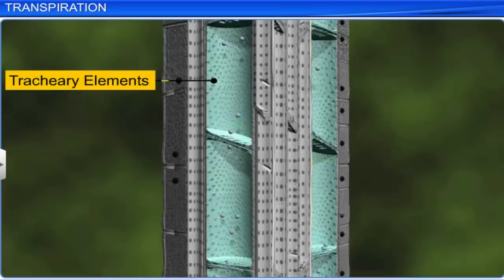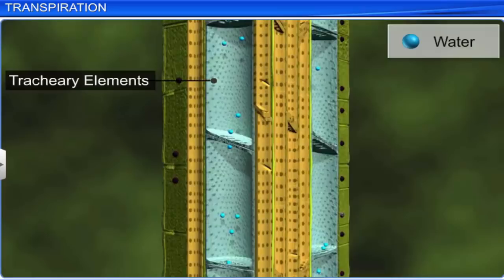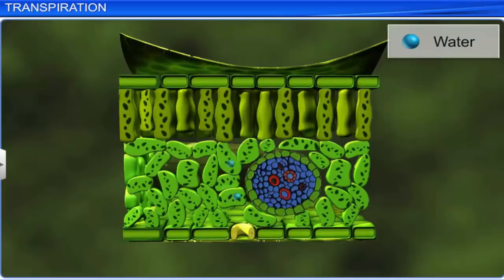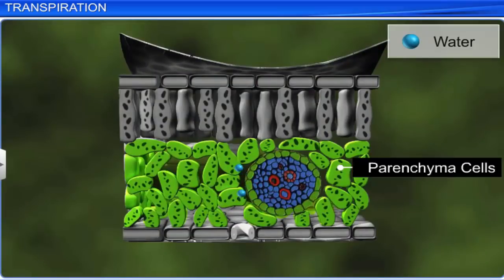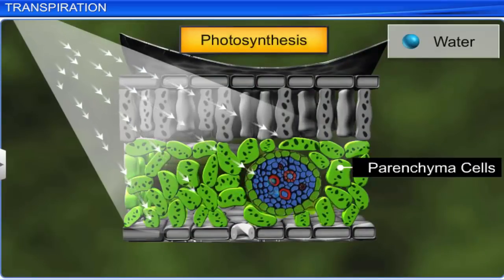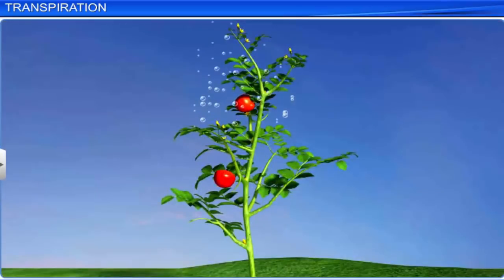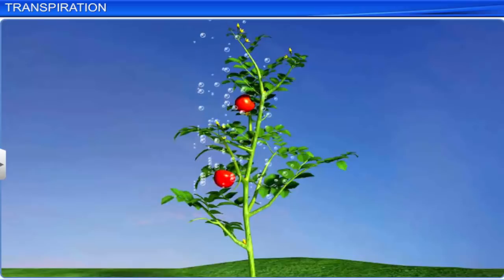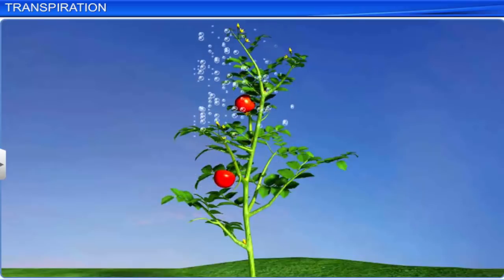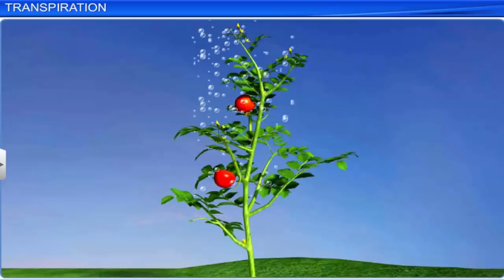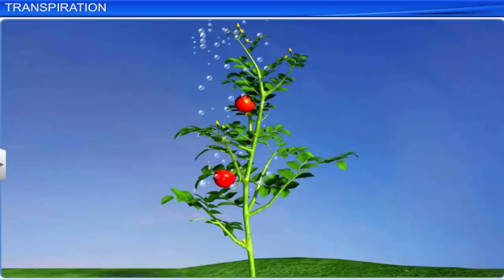tracheary elements. This water transported by xylem vessels needs to be moved into the parenchyma cells of leaves, where it is needed for photosynthesis. While water evaporates through stomata during transpiration, a thin film of water appears over the cells, which pulls water, molecule by molecule, into the leaf from the xylem.